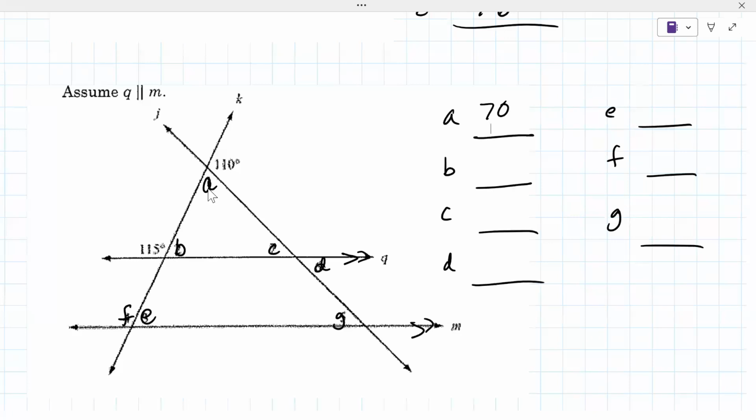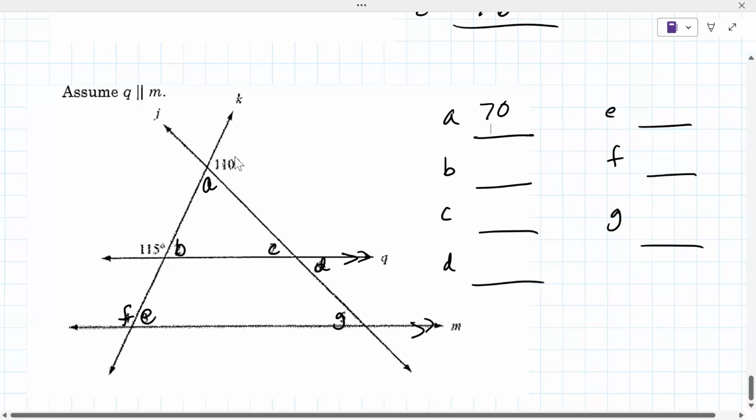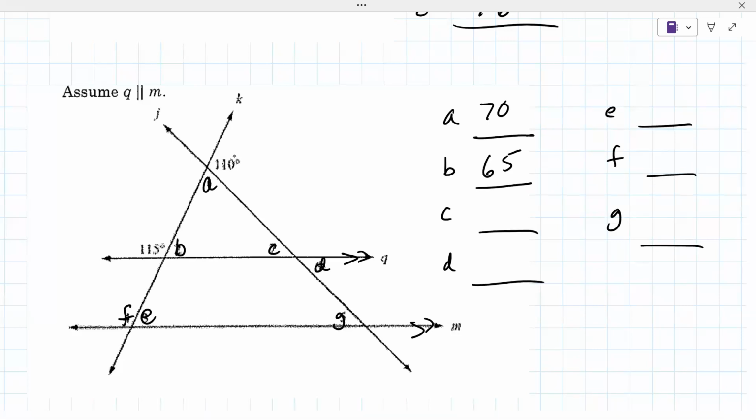B equals 65. Okay. C equals 45. Yeah, that's right. And then C and D are congruent, so D is 45. Okay.